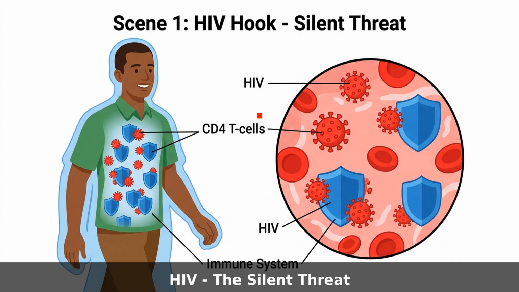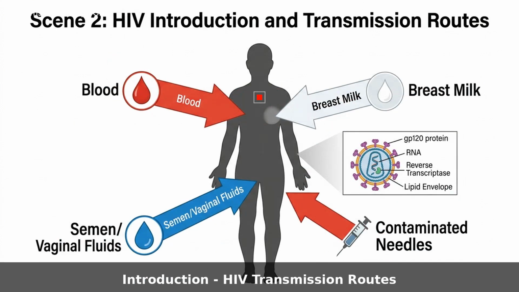But what exactly happens after HIV enters the body? How does it infect immune cells, replicate, and gradually destroy the immune system? In this video, we'll walk through the full pathophysiology of HIV infection, from the moment the virus enters the body, to how it targets and destroys CD4 T helper cells, and how this leads to AIDS if left untreated.